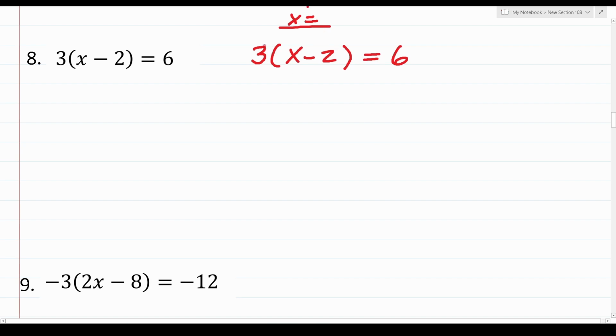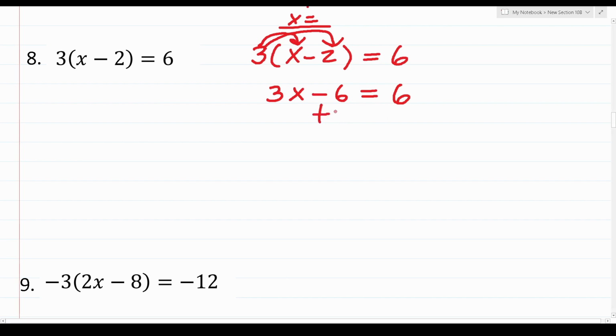But that said, to get started with this one, we're going to take this 3 and use the distributive property and multiply it here as well as here. So this becomes 3 times x and then 3 times negative 2. Well, 3 times negative 2 is negative 6. So this is 3 times x minus 6 equals 6. And now we have an equation that we've seen in this video already.